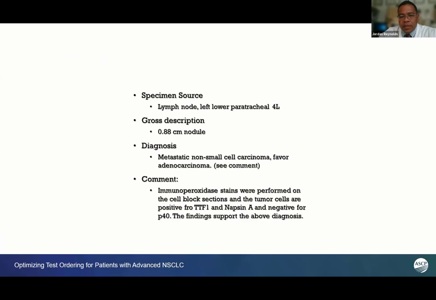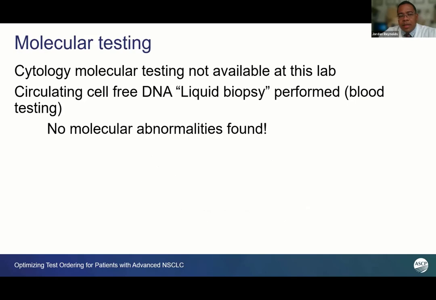They favored adenocarcinoma. And on the cell block, they did TTF1 and NAPSIN A. That was positive. It was negative for P40, which supported the above diagnosis. And they were not able to do molecular testing on cytology there. So they did a liquid biopsy, cell-free DNA on the blood, and they didn't find any molecular abnormalities. Now, knowing what we know about ALK positive patients, they tend to be younger, never smokers, and with adenocarcinoma. So I think that the clinicians, the oncologists, were wary about missing out on a targetable mutation, so they had to go back.